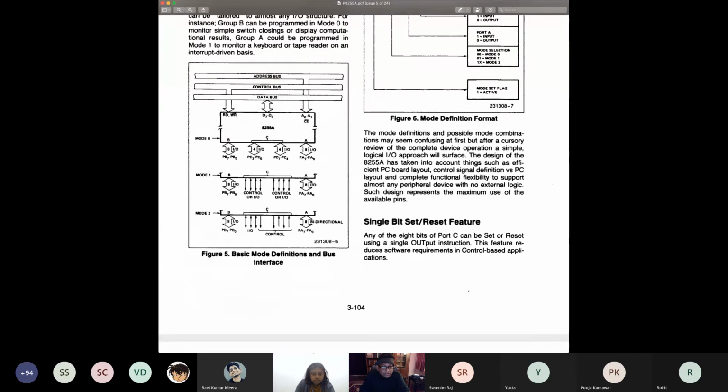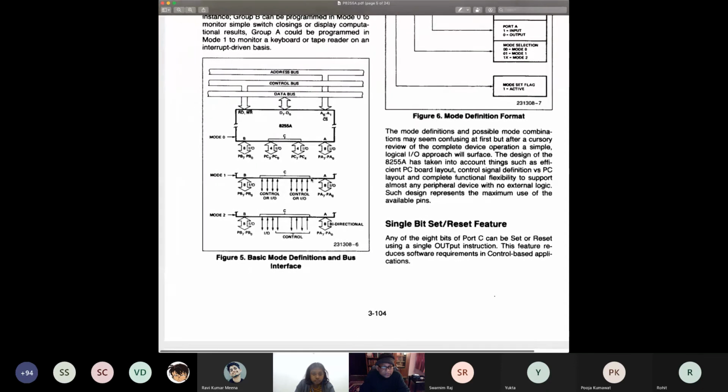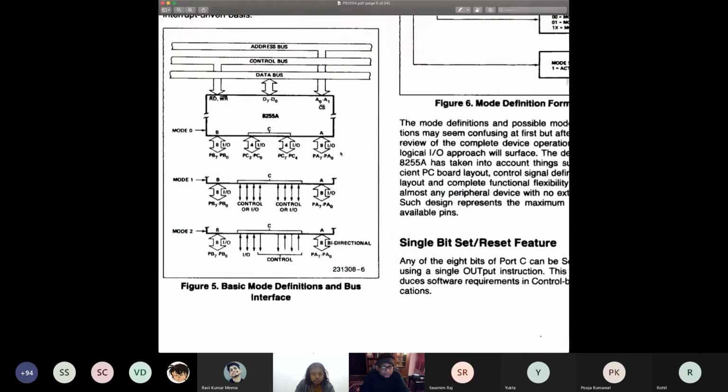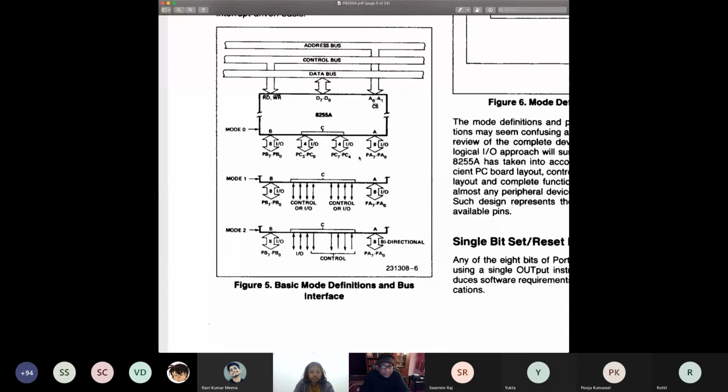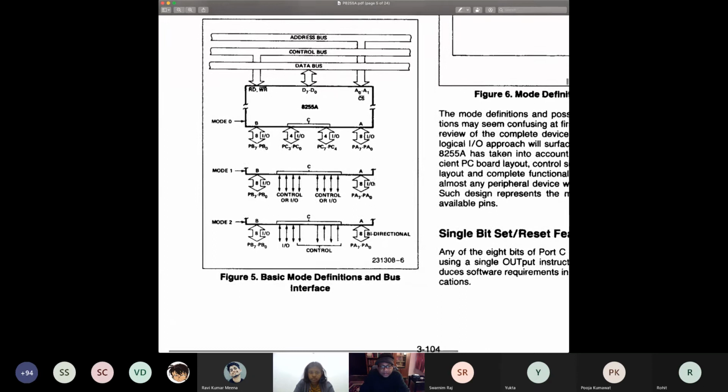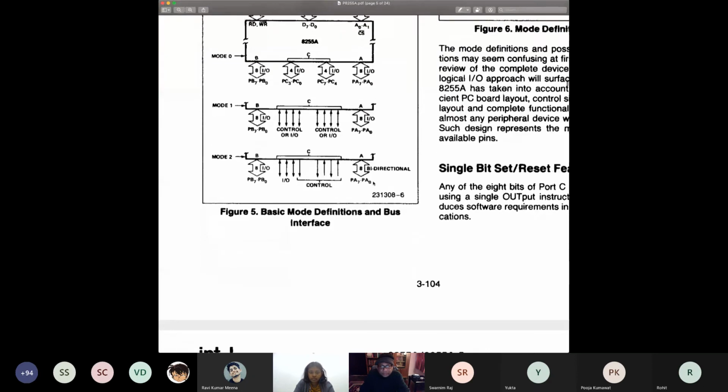So this is the chip you are reading. This is the typical address bus, control bus, and data bus connected to the port. This is how your Atmega 328 ports are also connected. But this gives a clear picture of how you can program this 8255 as an external output port.